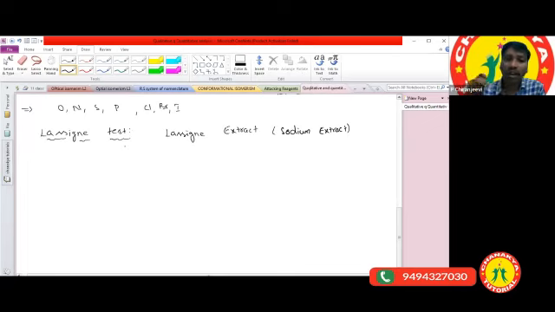First, the organic compound is passed through the fusion tube. How will the fusion tube be there? Let me draw a small diagram.